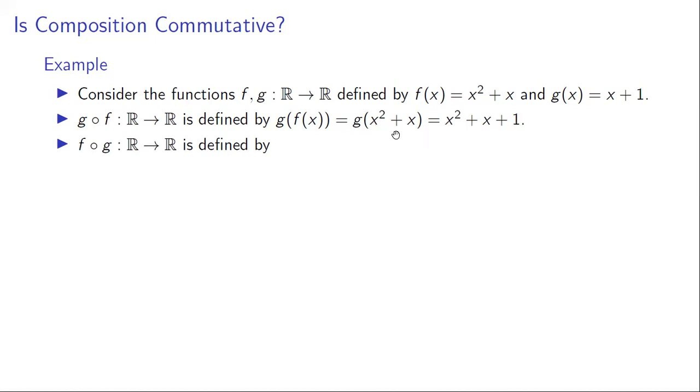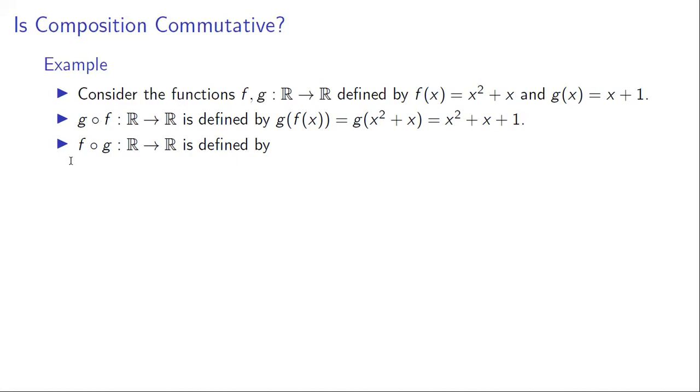And what is x squared plus x given to g? So g says, take whatever you give me and add 1 to it. So if you give g x squared plus x, it'll take x squared plus x and add 1 to it. So we're left with x squared plus x plus 1. That's the formula for g circle f.